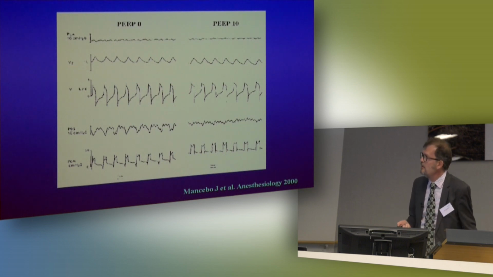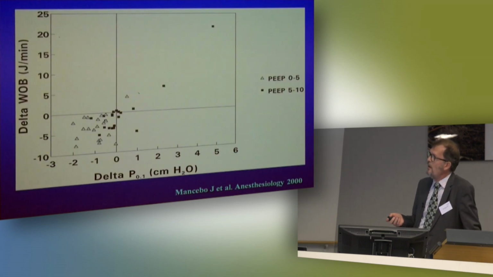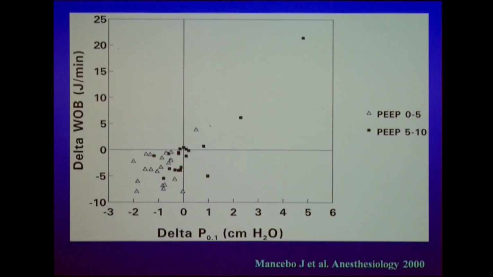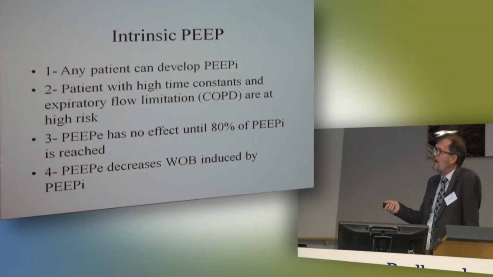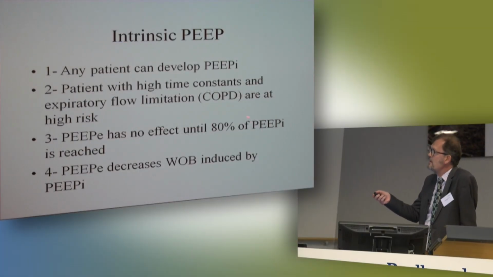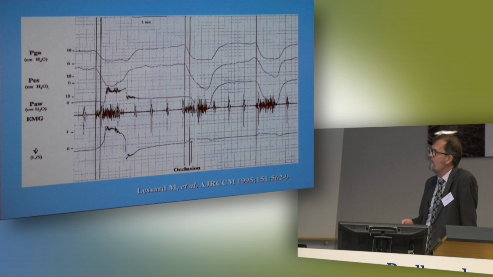In this study we did with Jordi Mancebo, we used the P.1 as a surrogate for work of breathing, and showed that when the work of breathing was decreased, this was usually indicated by a lower P.1. When the work of breathing was increased, it was shown by an increase in P.1. So external PEEP has no effect until 80% of PEEP-I is reached, and then decreases the work of breathing induced by PEEP-I.